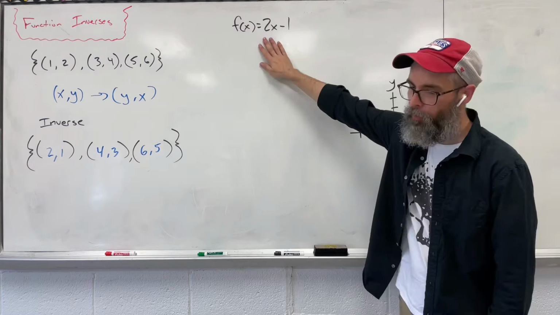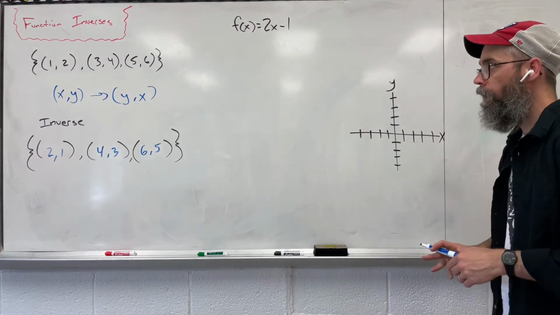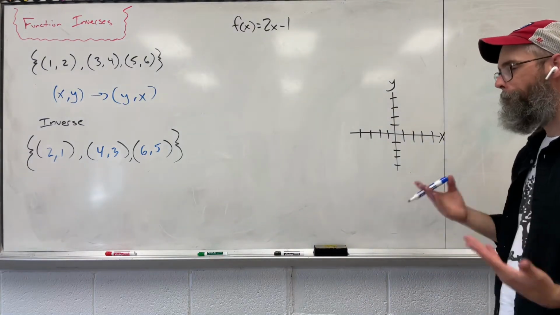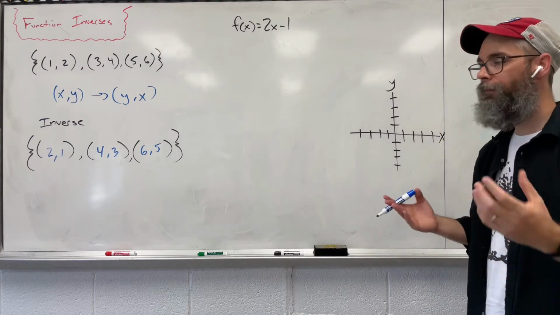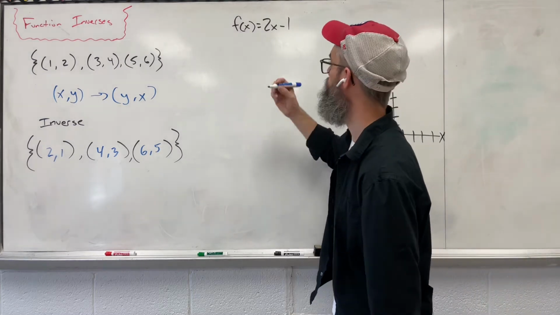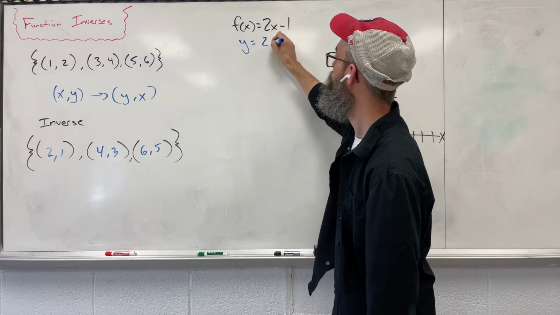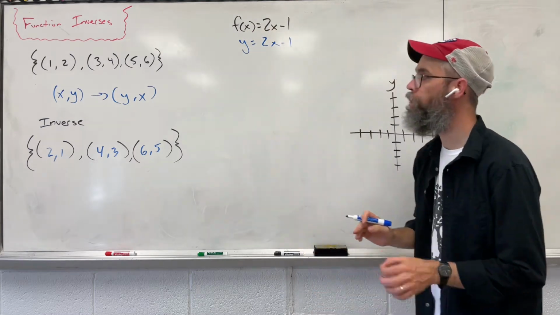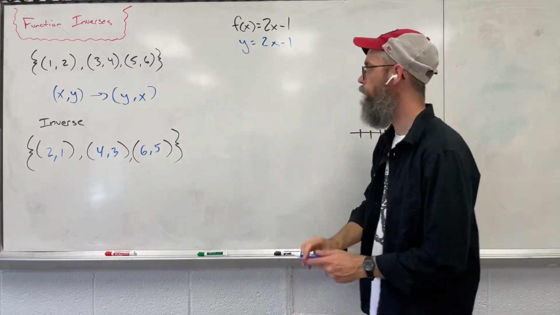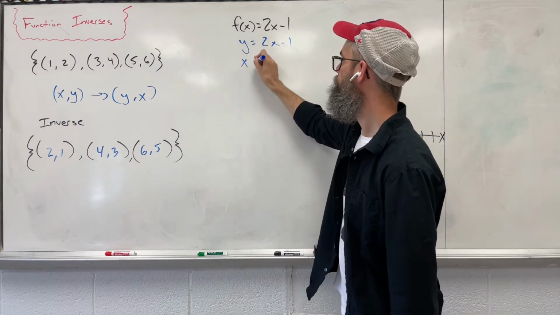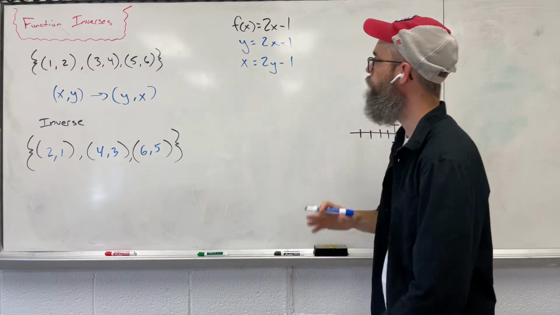The same thing happens when we have function notation up here. We need to switch the x and y, but I don't see any y. F of x behaves just like y. So first thing we're going to do is rewrite. We're going to say y equals 2x minus 1. Good. Now we're going to jump down to what we did over here where we're going to switch x and y. Okay, x equals 2y minus 1.